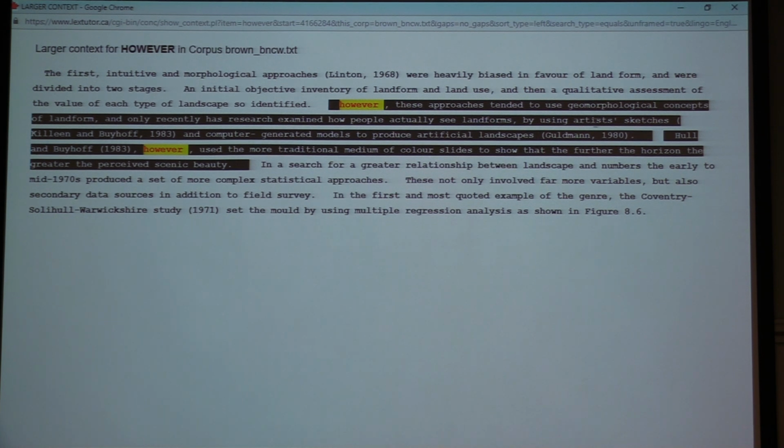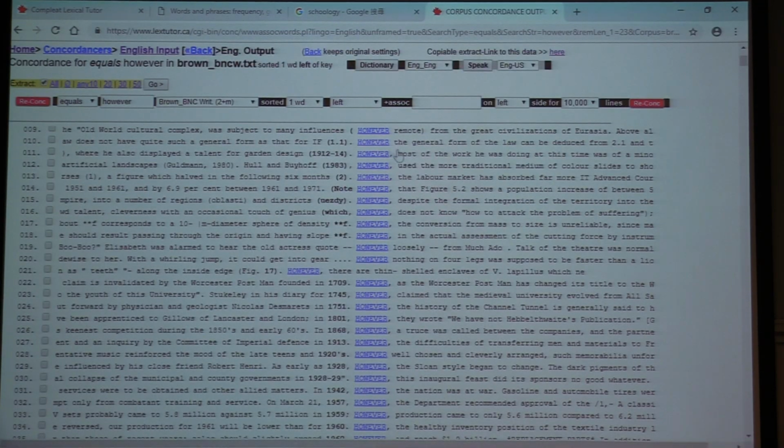Here, this one. Look at the second. "However," by off, 1983, comma, "however," comma, used more traditional... So in this case, even if you remove "however," the sentence is still grammatical. So again, it's used as a conjunctive adverb rather than a conjunction, right? So you can see that after you observe the use patterns of "however," you will find many uses of these kinds of patterns.